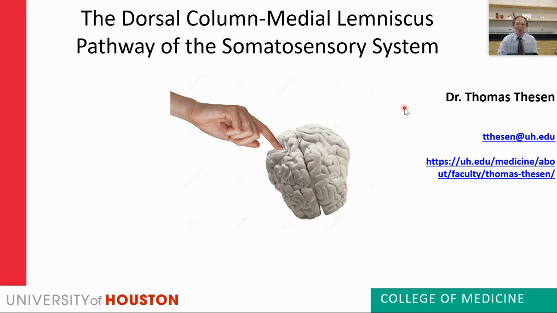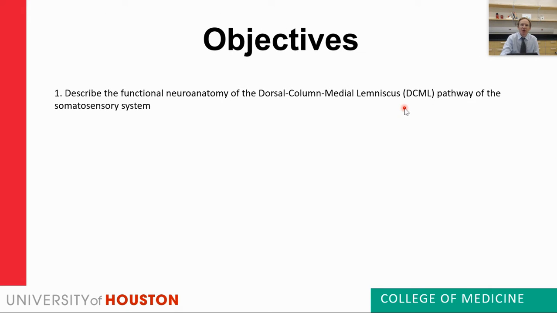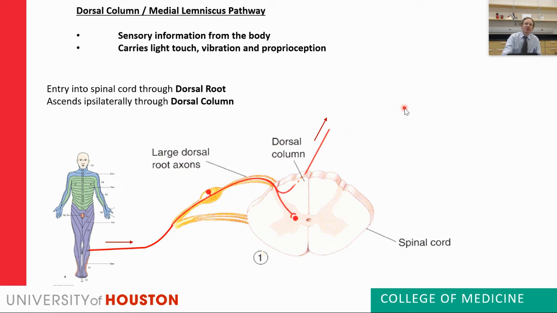Hello, everybody. In this brief video, we will review the dorsal column medial lemniscus pathway, or the DCML pathway, which carries information of light touch, vibration, and proprioception from the body. We will discuss the pathways for pain from the body and sensory perception from the face separately. Let's start with sensory information originating from the body.